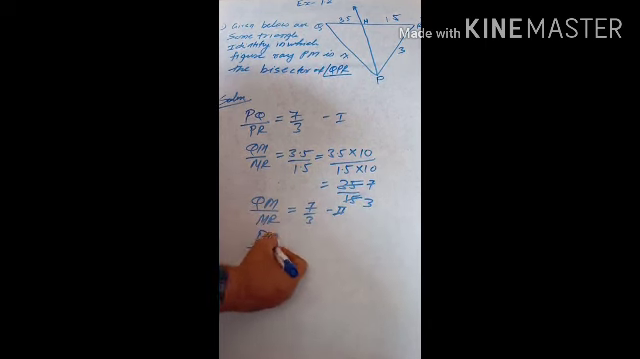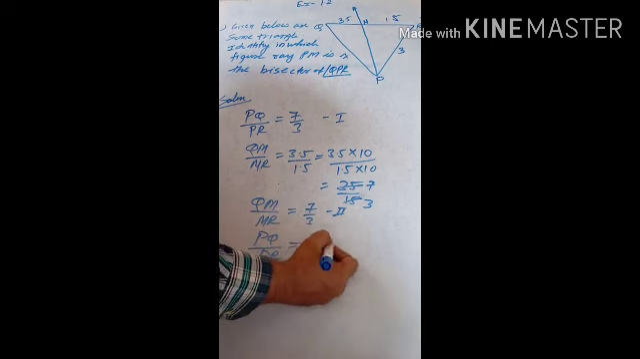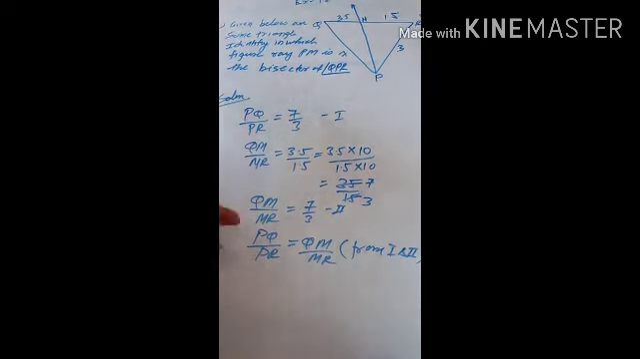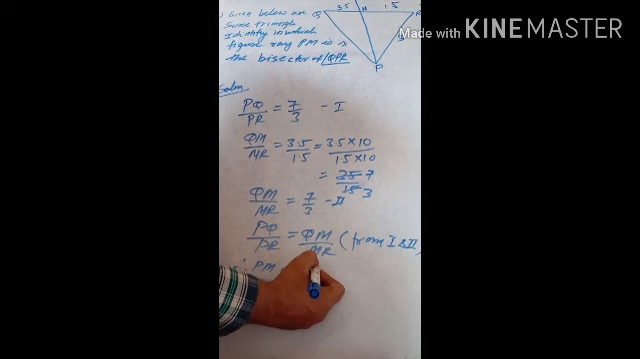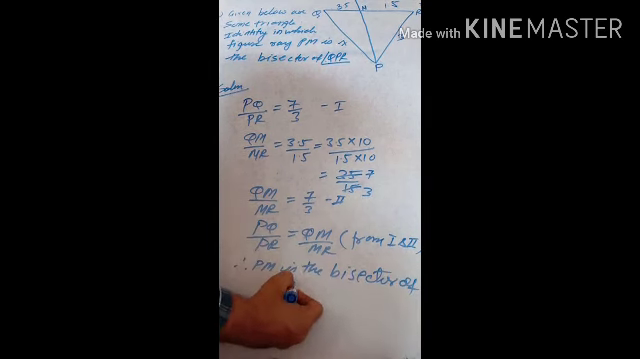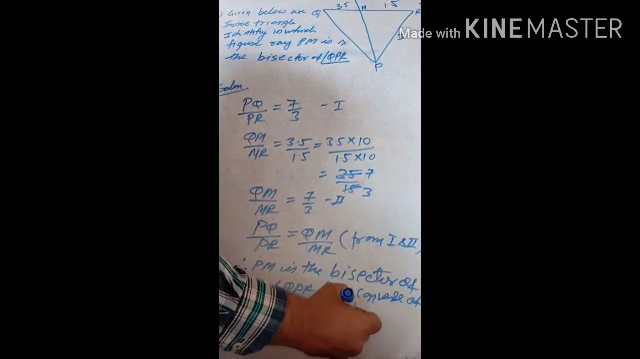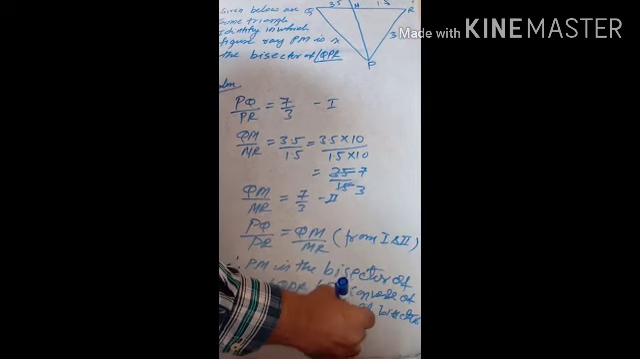So PQ upon PR is equal to 7 upon 3, and PQ upon PR is equal to QM upon MR, from 1 and 2. Therefore, by the converse of angle bisector property, PM is the bisector of angle QPR. What's the reason? The reason is by converse of angle bisector property.